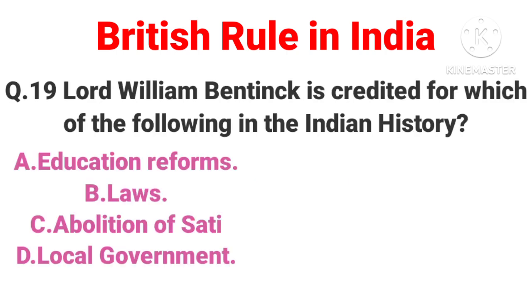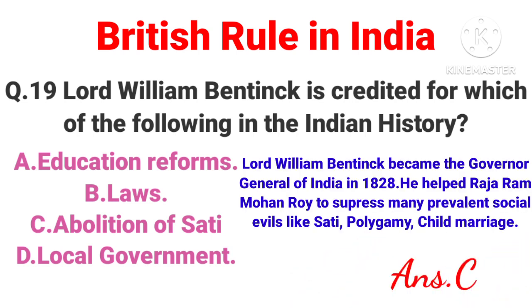Question number 19. Lord William Bentinck is credited for which of the following in Indian history? Option A, education reforms. Option B, laws. Option C, abolition of sati. And option D, local government. So the correct answer is option C, abolition of sati. Lord William Bentinck became the Governor General of India in 1828. He helped Raja Ram Mohan Rai to suppress many prevalent social evils like sati, polygamy, child marriage.